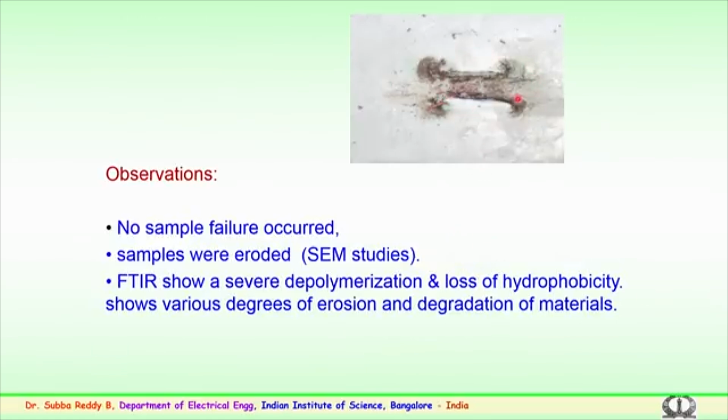This is the erosion formation which has happened for a typical sample. During the experimentation it was observed that no sample punctured or failed, but samples were eroded as seen here, and the SEM studies also indicated erosion, particularly near the droplet fall and adjacent to the electrodes. Fourier transform infrared spectroscopy shows severe depolymerization on the surface, and also the loss of hydrophobicity, because the surface gets degraded and starts collecting the water droplets. Further, this could lead to erosion and degradation of the material.